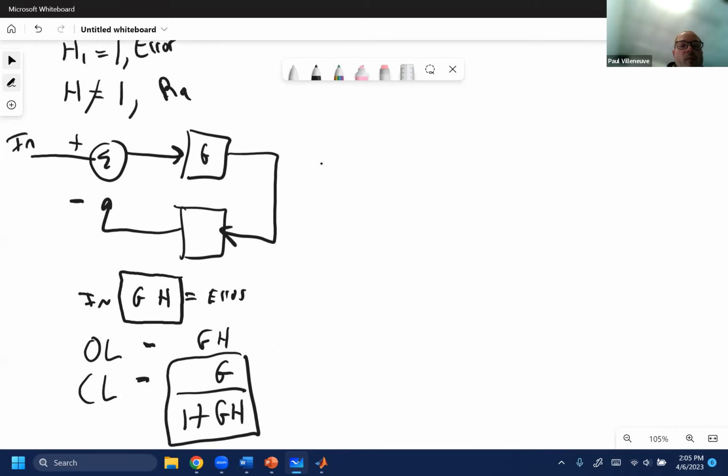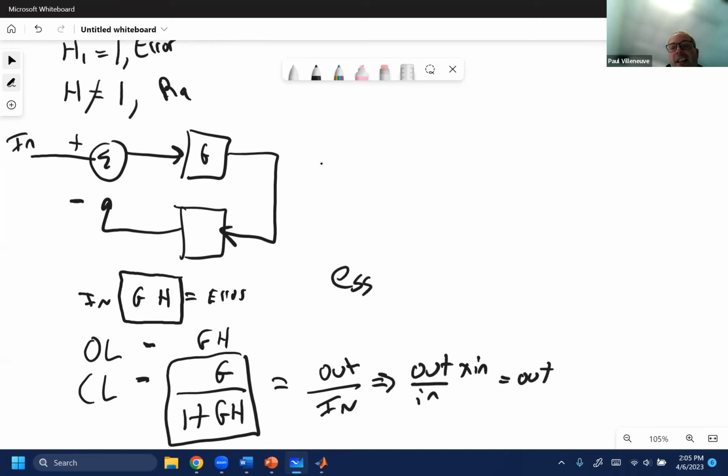But remember, what that gives me is my output over my input. So when I multiply that by my input, then I end up with my output. But I'm not looking for that. I am looking for steady state error. This is in the time domain, right? The equivalent would be in the Laplace domain of E of S.